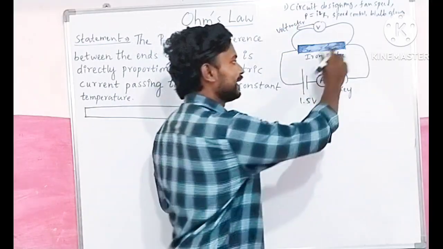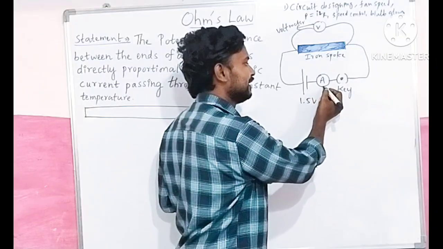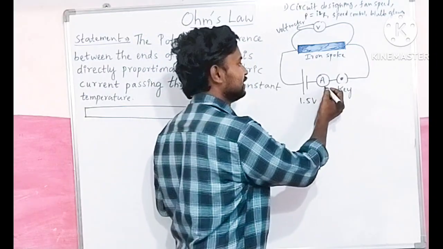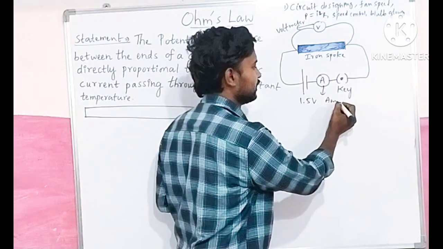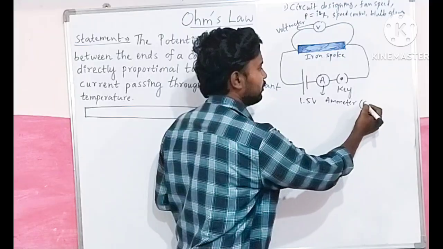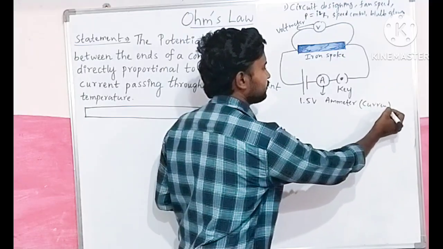Next, by using connecting wires, I arranged an ammeter here. Here it is a plug key. This is the ammeter. The ammeter is used to measure the current.